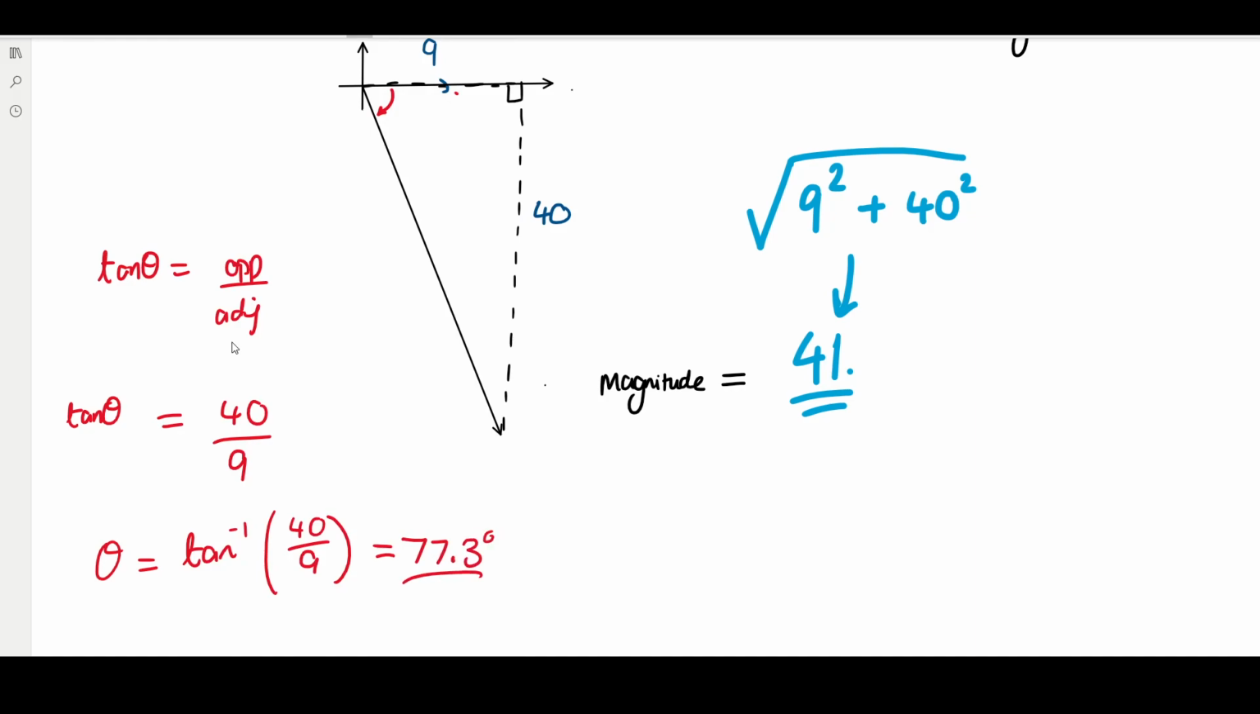Cool. Once again, though, because it's in these negative quadrants, I'm going to have to state the direction as a negative value. So the direction is minus 77.3 degrees compared to the i direction. There we go. Brilliant.